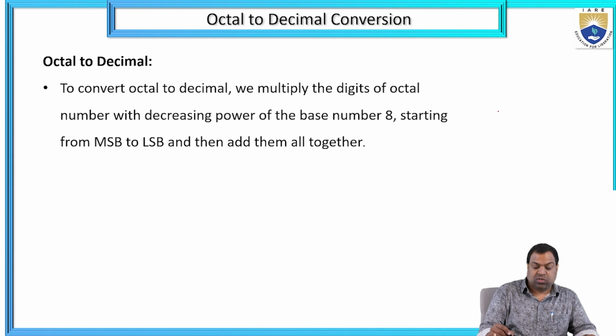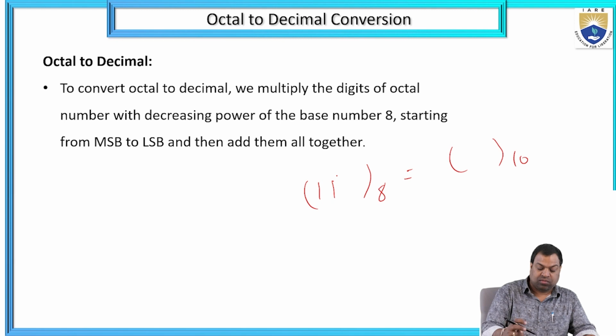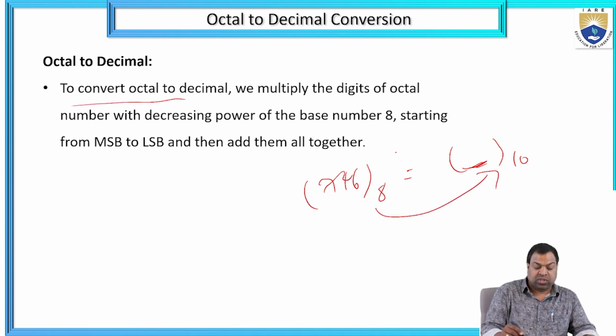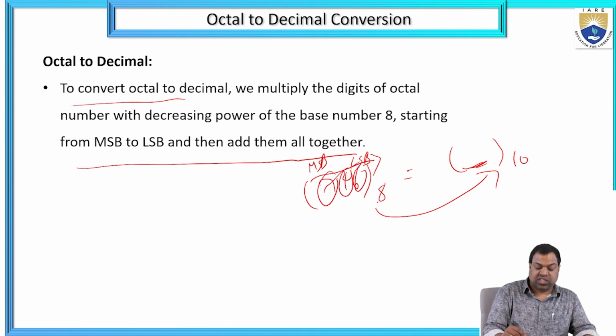Another method is octal to decimal. Octal means base 8 to decimal. You can take any example, like 746 base 8 convert to decimal. To convert octal to decimal, we multiply the digits of the octal number with the decreasing power of the base number 8, starting from MSB to LSB, and add together. So we are multiplying each digit with the radix value or base value.